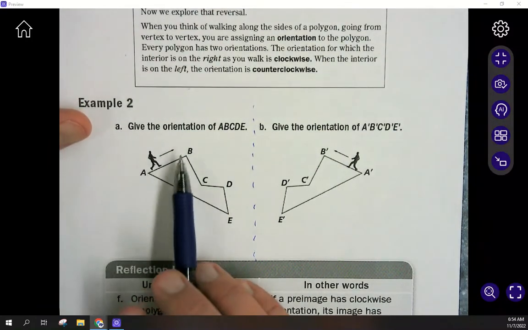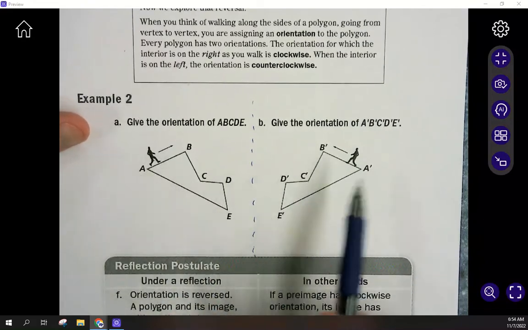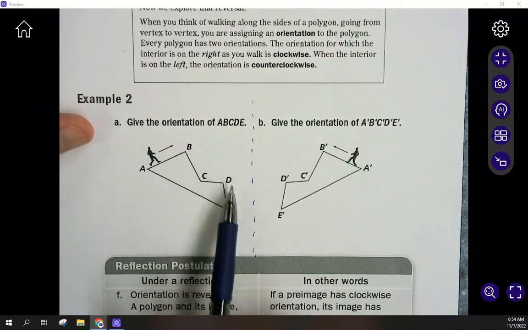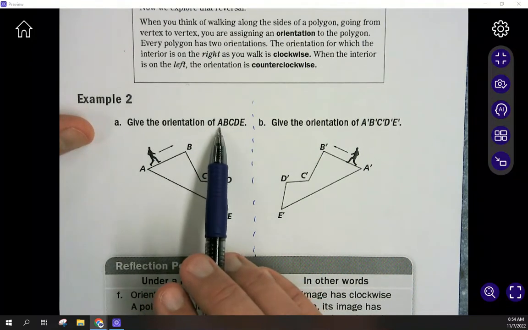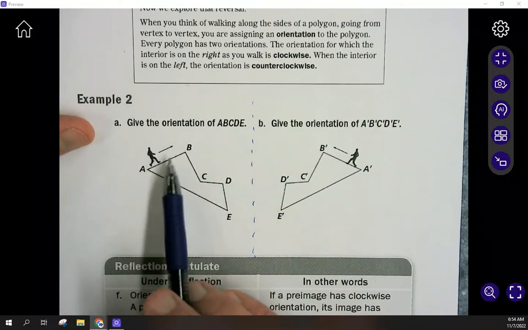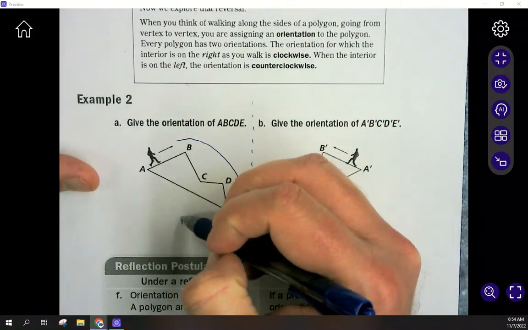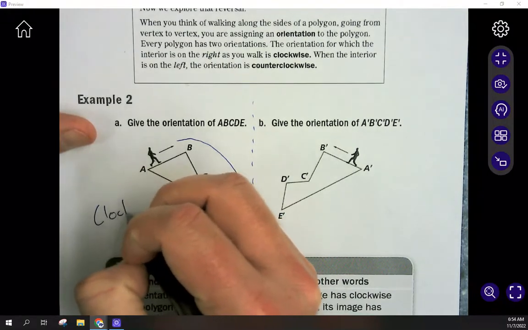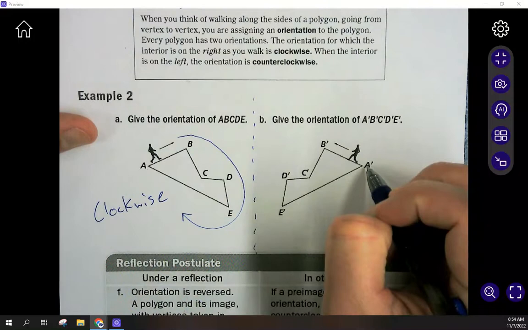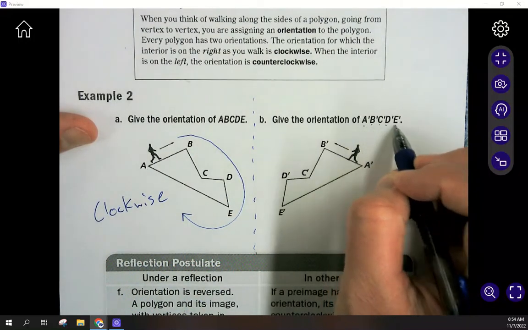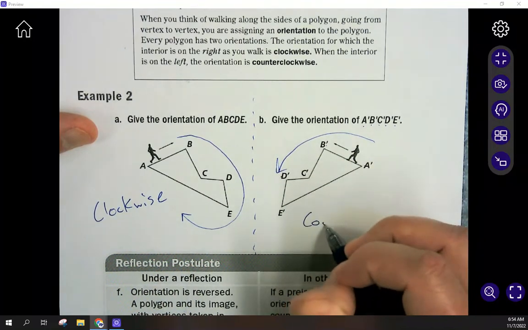Okay, how you determine whether the original or even the image is clockwise or counterclockwise is by looking at the letters. So the name of this one is A, B, C, D, E, and you follow that around. A, B, C, D, E. As that goes around right there, that's clockwise. That's the way a clock goes. This one, as you follow the letters around, A, B, C, D, E, we are going counterclockwise.